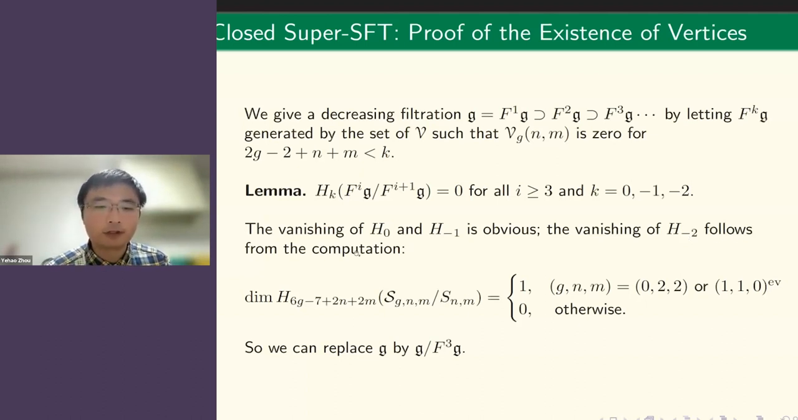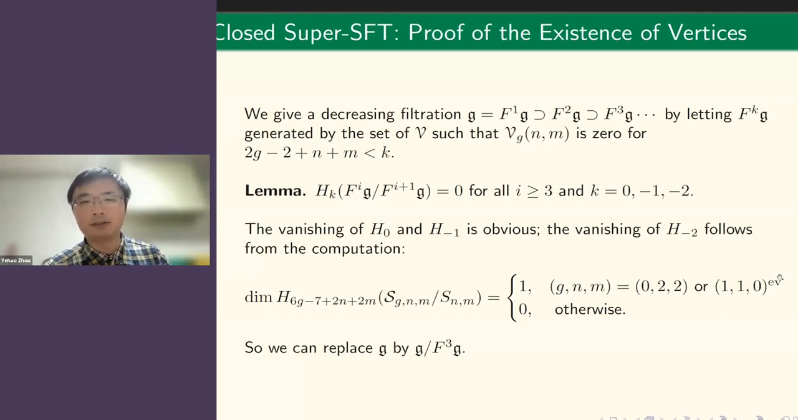This follows from the computation of the dimension of the homology, and the result is that for most of the cases it vanishes. The only exceptional cases are given by genus zero with two Neveu-Schwarz and two Ramond punctures, or genus one with one Neveu-Schwarz and no Ramond punctures, and for the even spin structure.